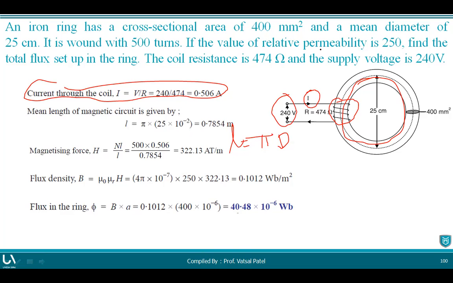Now we have to identify the total flux, right? That's why we use the equation phi = B into A, where A is the cross sectional area, given here as 400 mm square, which we also convert into meter square. So the flux phi is the magnetic flux density in Weber per meter square multiplied by the cross sectional area in meter square. We get the total flux generated as 40.48 into 10 to minus 6 Weber, so it is 40.48 micro Weber.